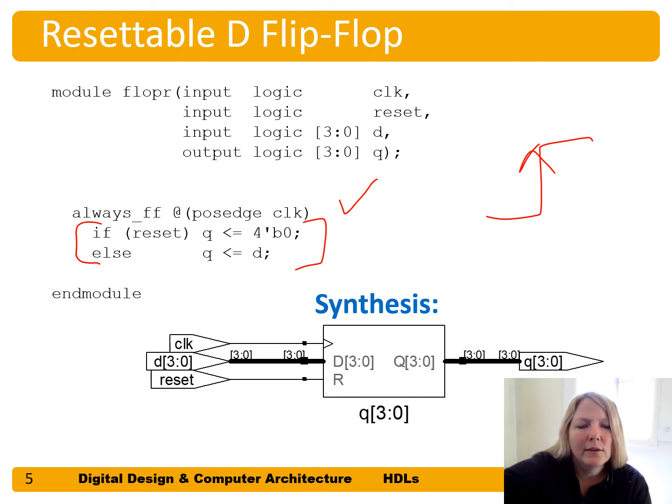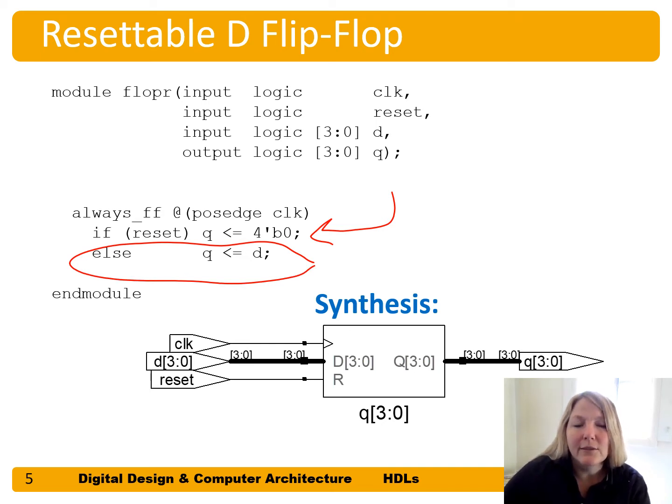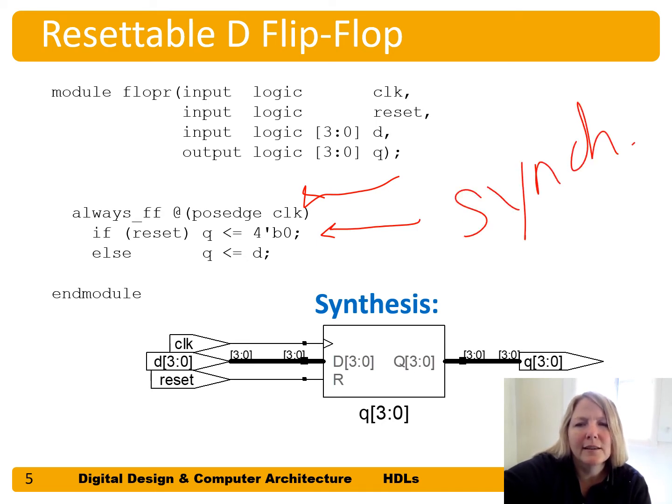And what happens, this statement that it performs is now different. If reset, Q becomes 0. Otherwise, Q gets D as normal. When reset is 0, it acts like a regular D flip-flop. And so what kind of resettable flip-flop is this? Asynchronous or synchronous? Well, the reset only happens in response to the clock edge. So this is a synchronously resettable D flip-flop.